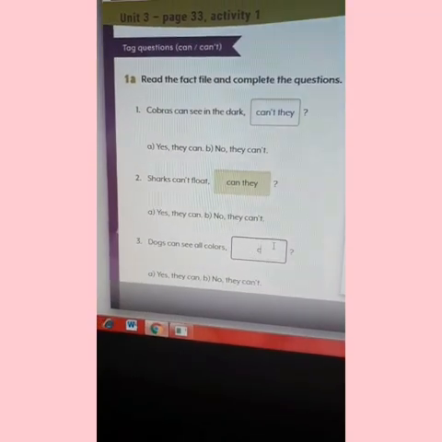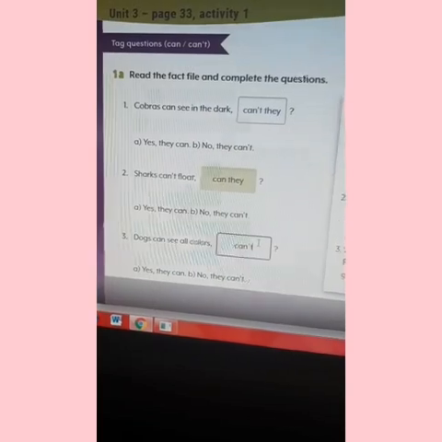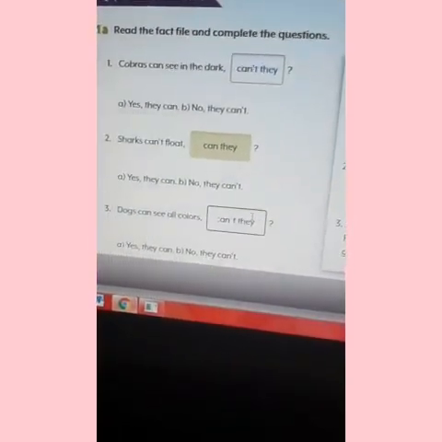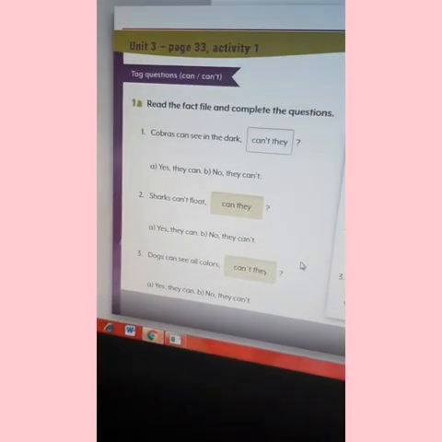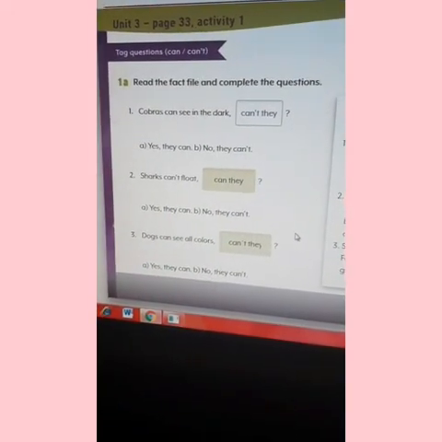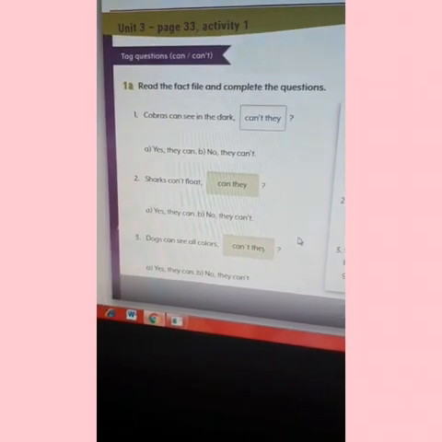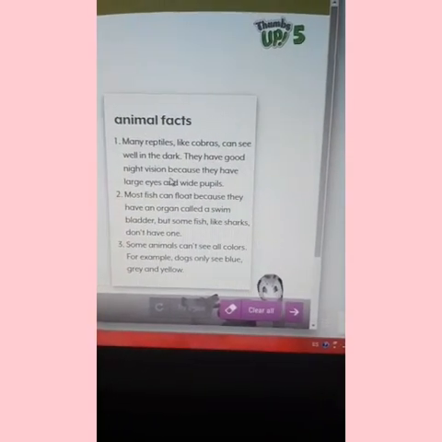Ok, number 3. Dogs can see all colors. Can't they? And here we have exercise number 1 on page number 33. Now you are gonna answer these questions. Answer these questions with the animal facts.